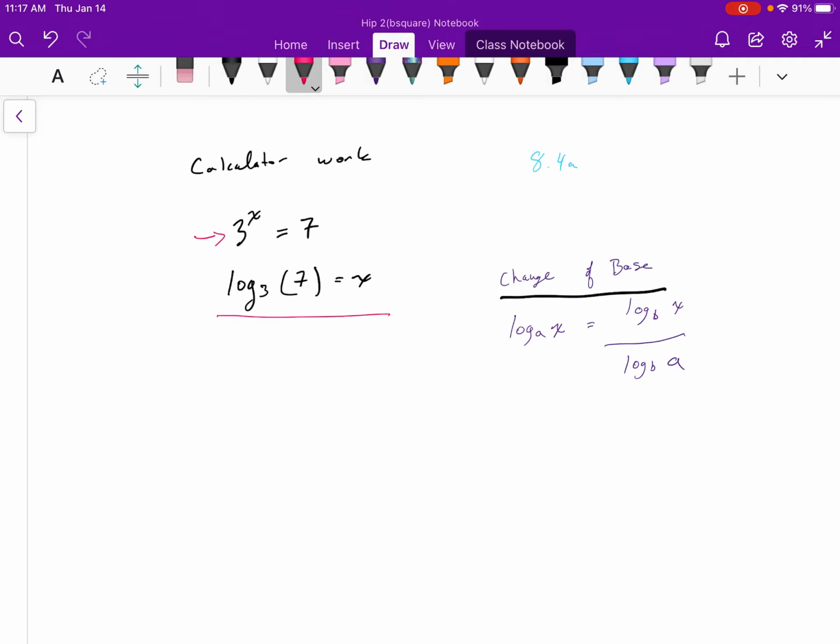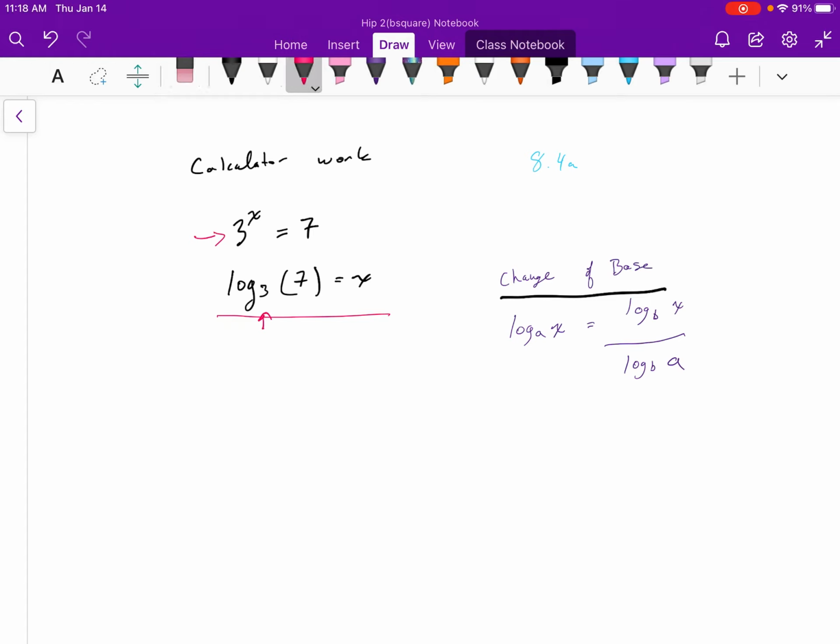So if I change it into logarithmic form, I get this. x is equal to log base 3 with an argument of 7. Now, if you have a TI-84 and above, you have the ability to change the base in your calculator. That is, this log button, when you see it, it is log base 10. And this question, as I've written it, is log base 3.